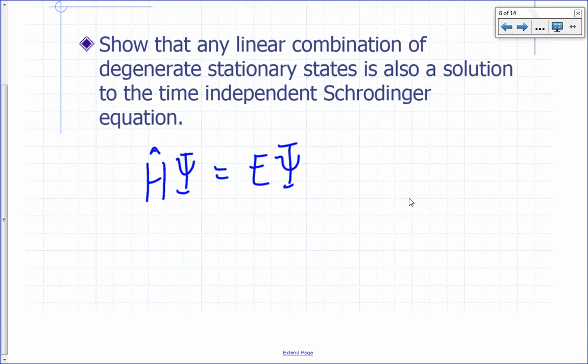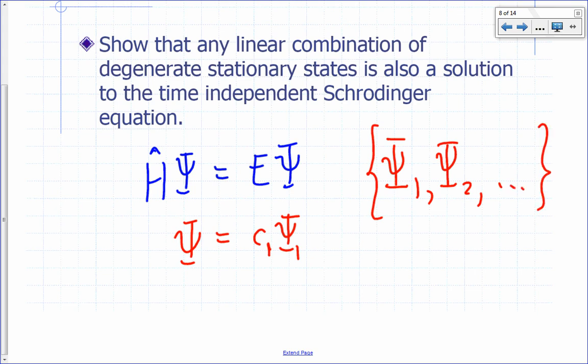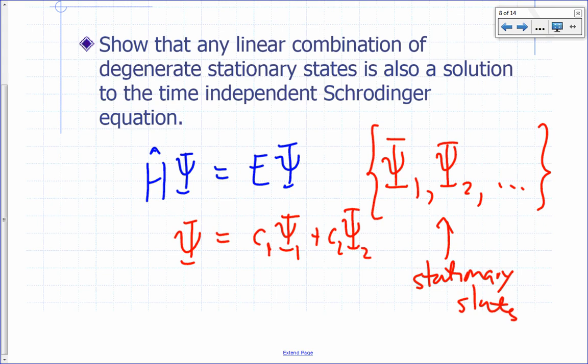So let's say our psi 1, psi 2, and so on are the stationary states. Then C1 psi 1 plus C2 psi 2 and so on would be a linear combination of your stationary states, right? So what are we trying to prove here?